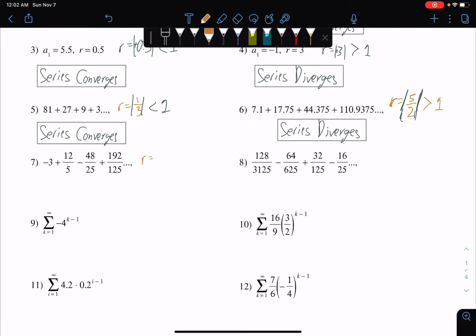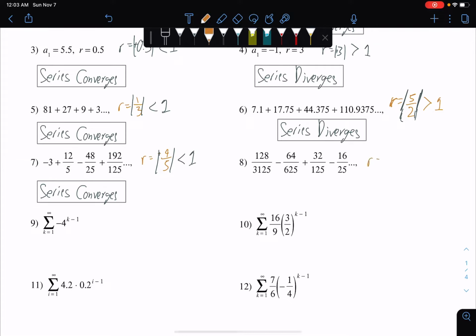R is equivalent to 12 over 5 divided by negative 3. R is equal to negative 4 over 5. Make this positive absolute value. It's still less than 1, a proper fraction. So, therefore, the series converges.